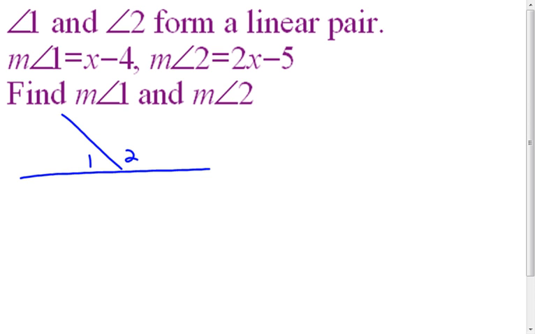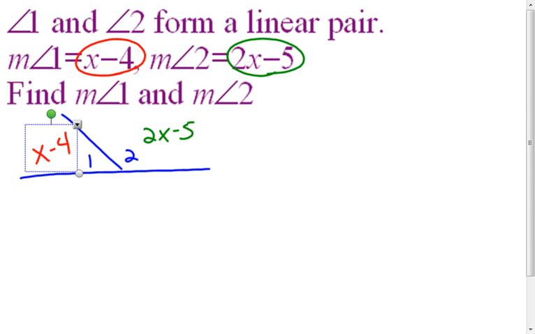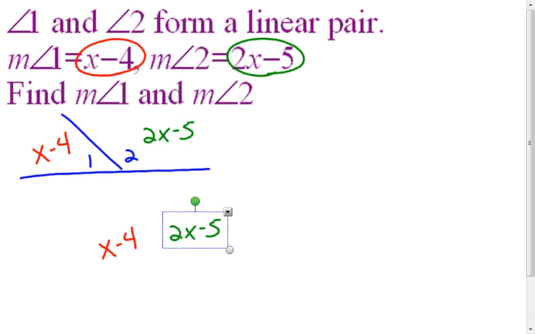Now on the next line, it's giving the actual measure of these 2 angles. So it tells you the measure of angle 1 is x minus 4. I'm going to put that into my picture. It tells me that the measure of angle 2 is 2x minus 5. Put that into my picture. And now I think back to what did I learn about the angles involved in a linear pair? Well, they're supplementary. So I'm going to write myself an equation that says that this and this are supplementary. Supplementary means that when you add them together, it equals 180 degrees.